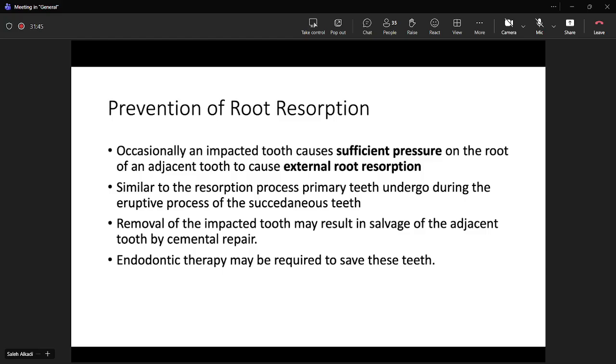You need to keep in mind that sometimes when this root resorption has happened and you remove the wisdom tooth, it may reach the pulp, so the adjacent tooth needs to be treated endodontically in order to be saved.